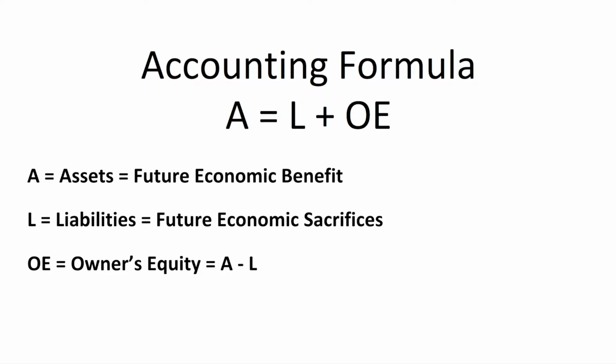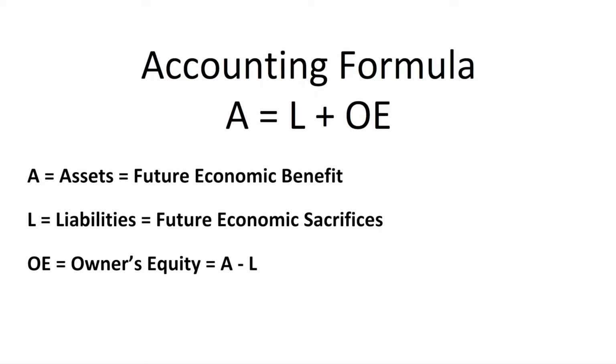And liabilities are things that require us to make future economic sacrifices. In a business that's often accounts payable, notes payable, bonds payable, unearned revenue. For us as individuals, liabilities might be things like our Visa card balance, our car loan balance, our home loan balance, any debts that we may owe. And then owner's equity is the difference between the two.